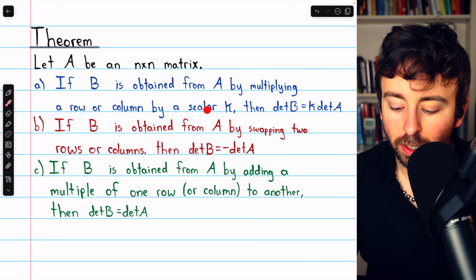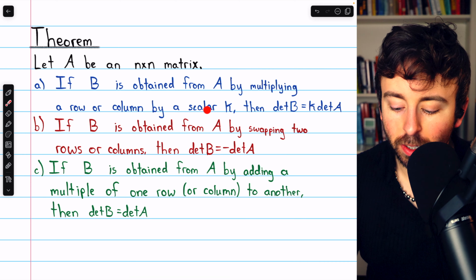Here's an example of what that could look like. On the left is matrix B. It's matrix A, but with the first row multiplied by a scalar k. The determinant of this is just k times the determinant of the matrix without that factor of k inside. So a factor in a row or in a column can be taken out of the determinant. The determinant of B with that factor of k in the first row is just equal to k times the determinant of A, which doesn't have that scalar k in the first row.